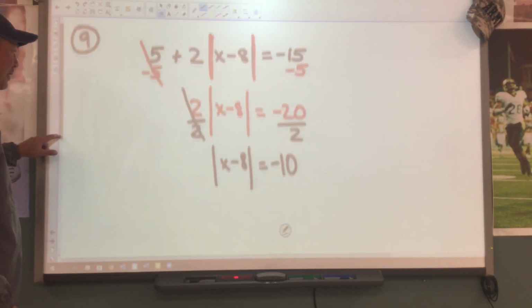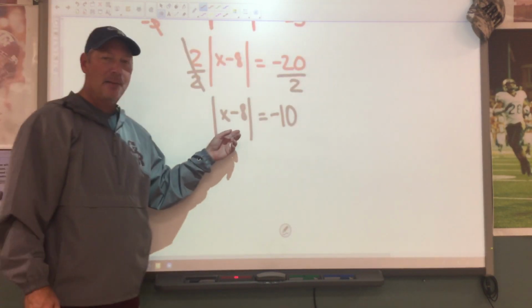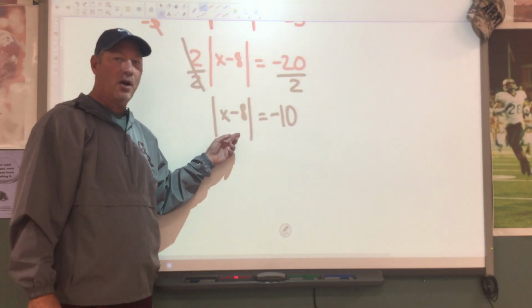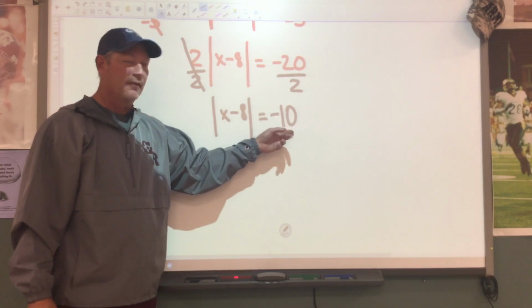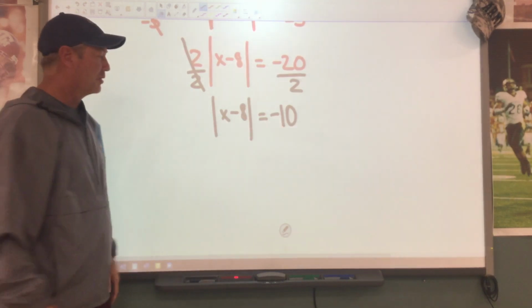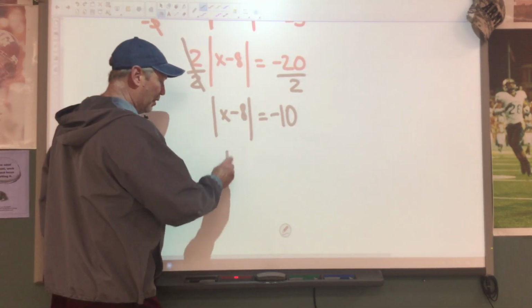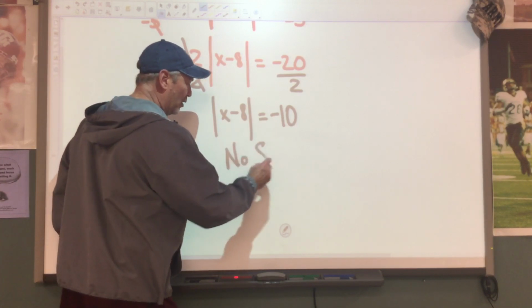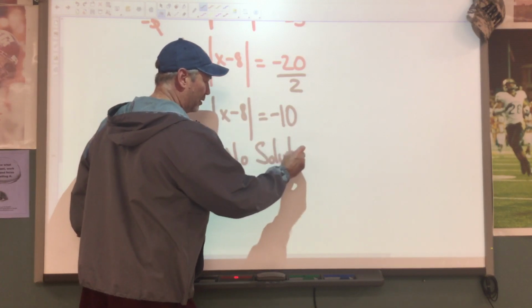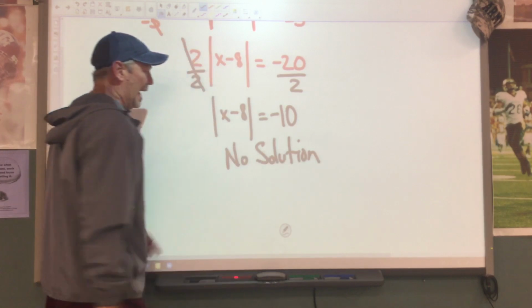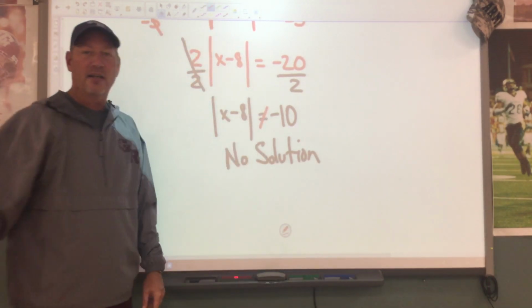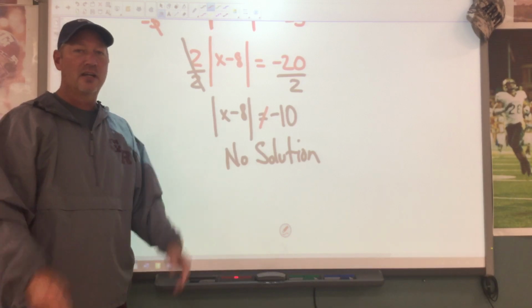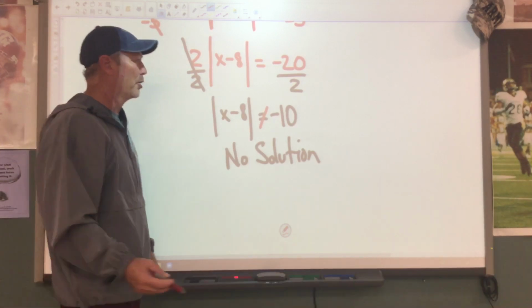Big question. My absolute value is always, always, always positive. Can my absolute value equal a negative number? And your answer is no, it cannot happen. This would be a no solution. Absolute value cannot equal a negative number. You shut it down and tell me no solution. Okay, let's go to another problem.